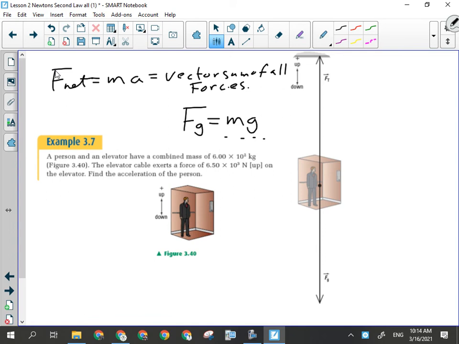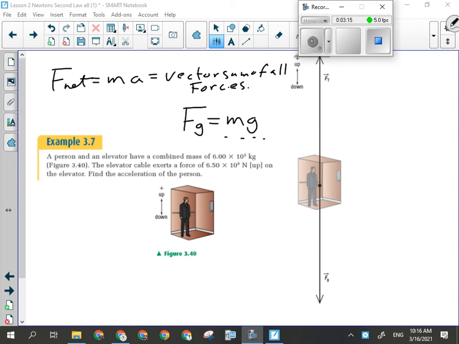In this particular question, I'm going to have you copy this one down because this is your first example of an elevator question. We need to look at how elevator questions are dealt with. Let's give you a minute to get a copy.